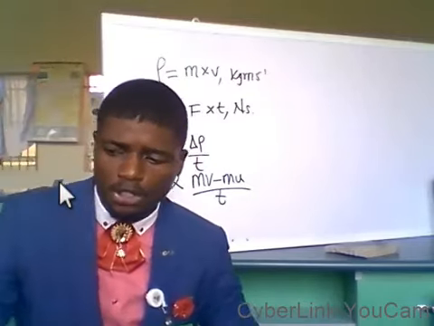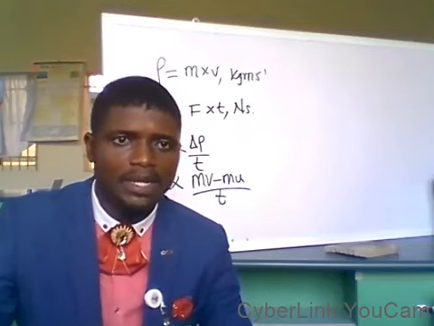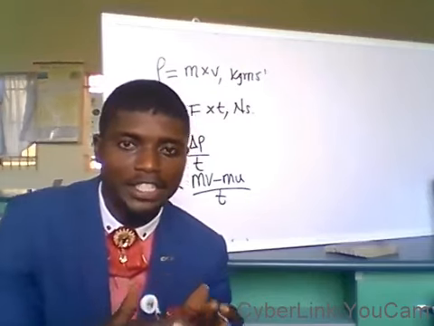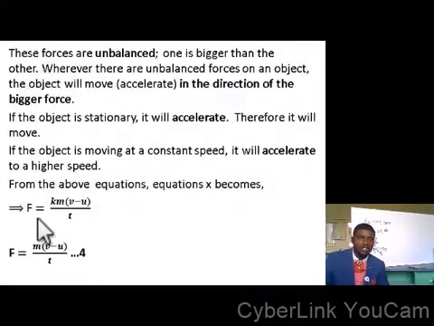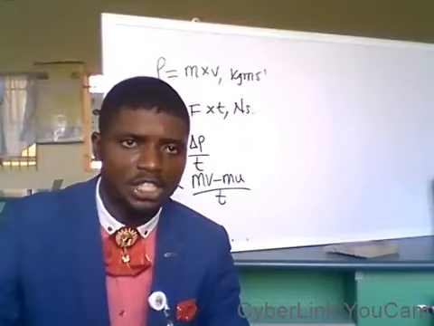Newton's second law of motion tries to give us the mathematical relationship that exists between impulse and momentum. So let's take a look at this quickly. This is what I'm trying to say. From here, if you cross multiply, you get the mathematical expression for impulse and momentum. So take note, this equation explains the relationship between impulse and momentum. When you cross multiply, you have that relationship.